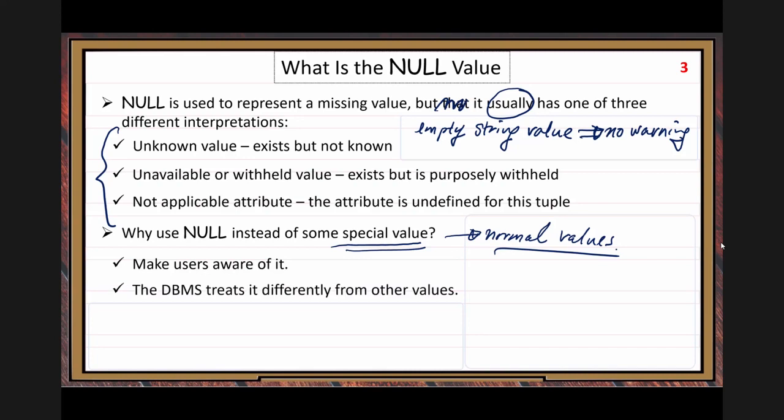The DBMS treats it differently from other values. So when you do queries for this particular value, you get a special result, separated from the normal query result. Then something not quite right could occur, so at least someone needs to solve the problem.